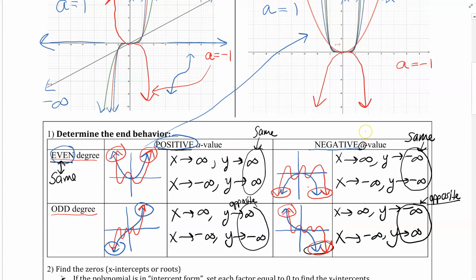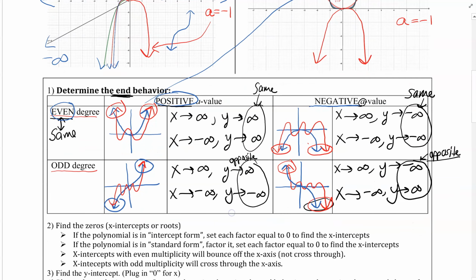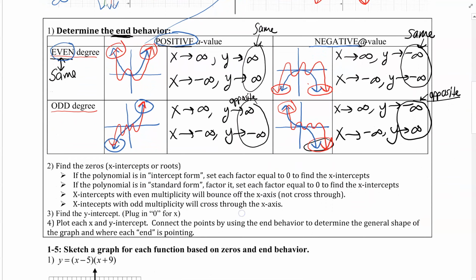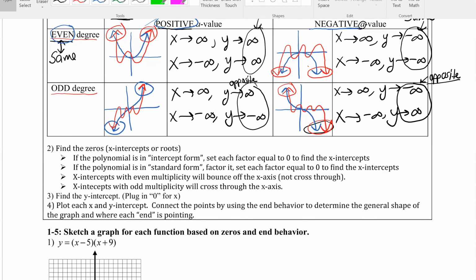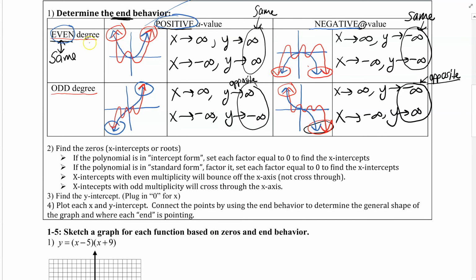So that is what we are going to use to determine the end behavior of the graph. That's just the end, right? We do still have to figure out what the middle would be. So that's where steps 2 and 3 come in handy. Step 1 is just taking a look at the degree and whether the leading coefficient is positive or negative, and that'll tell you where the ends of your graph will be pointing, which is super helpful.